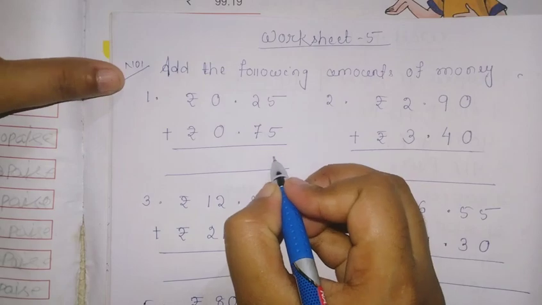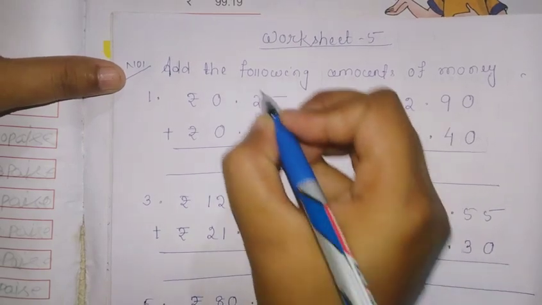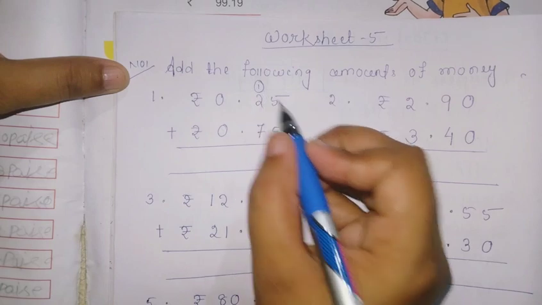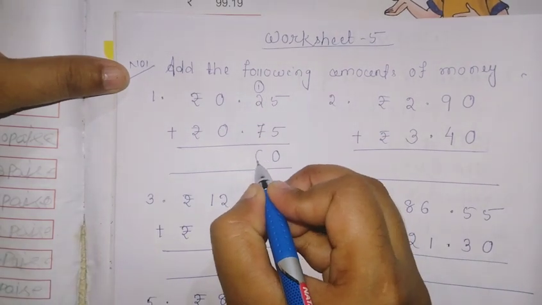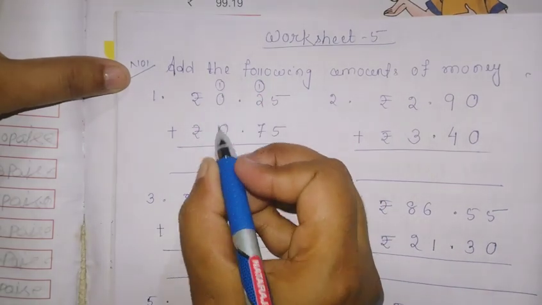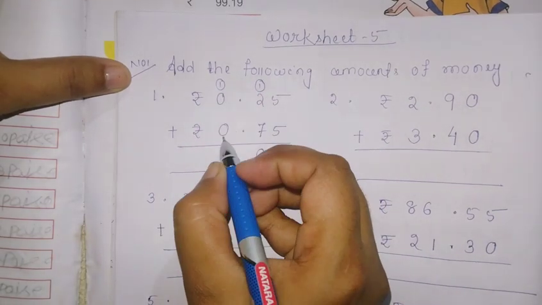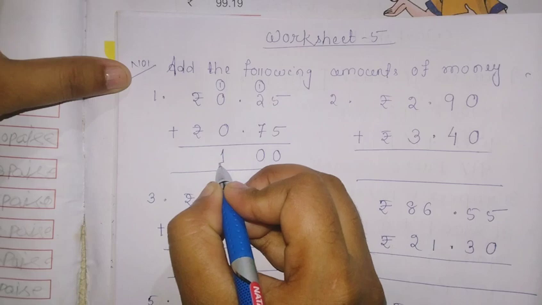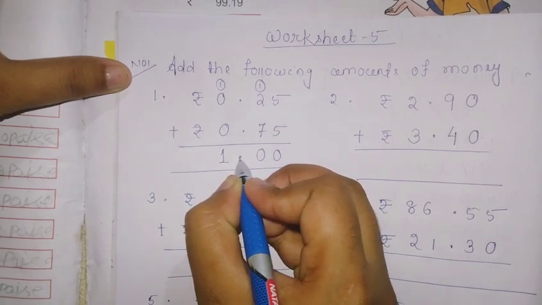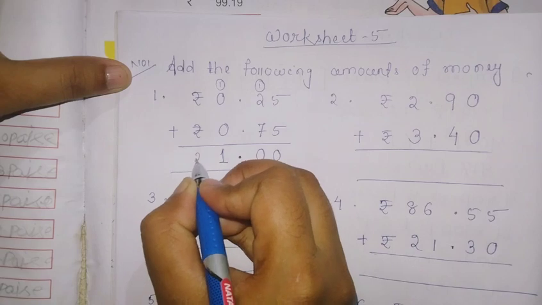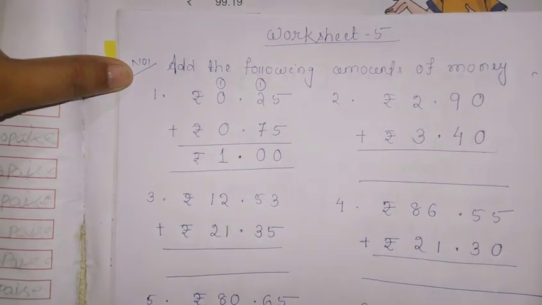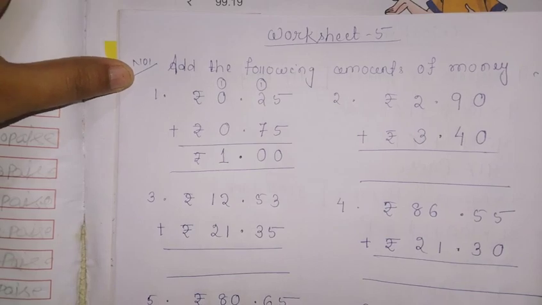5 plus 5, 10. We carry 1. Then 2 plus 1, 3. 3 plus 7, 10. Then we carry 1. Then 1 plus 0, 1. The dot remains in the same column in addition. So, 1 rupees. Answer is 1 rupees. Then next.